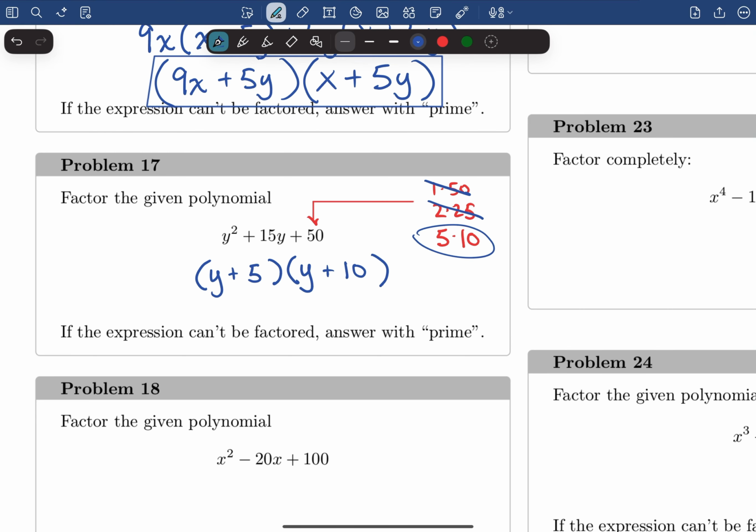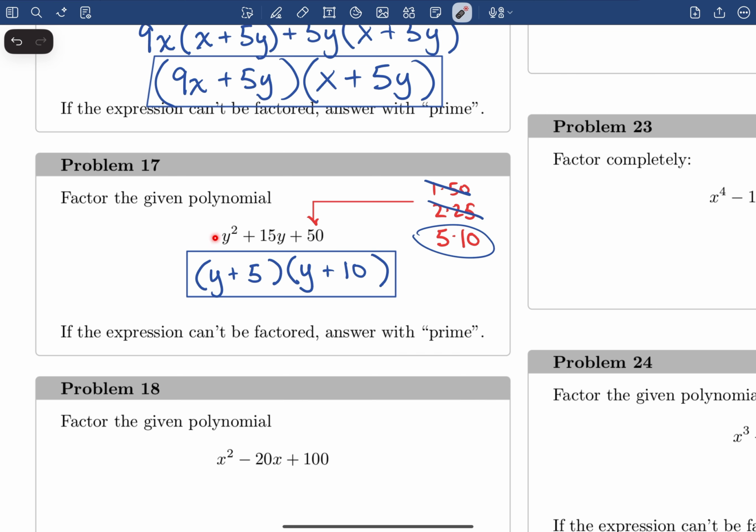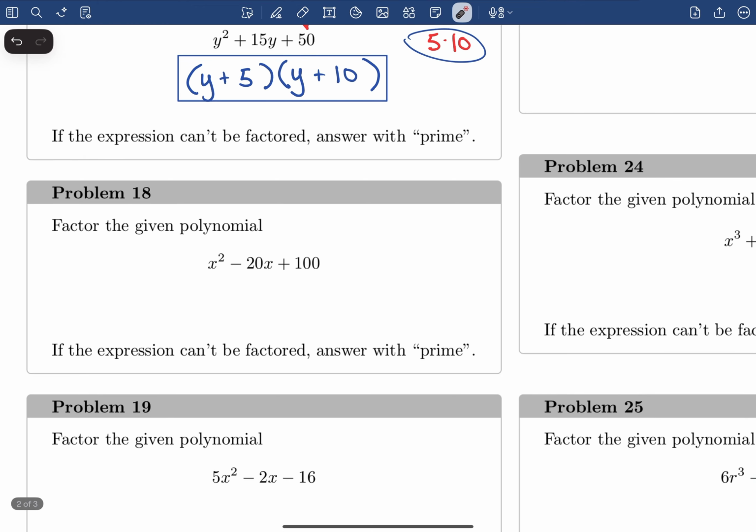By the way, we're done factoring. How can you confirm that you did it right? Well, you can FOIL this and see if it gives you what you started with back, right? Y times y is y squared. Y times 10 is 10y. 5 times y is 5y, and they sum to make 15y, and then 5 times 10 is 50. So when you FOIL these, they give you this back, and you know that you're right. There's no question.